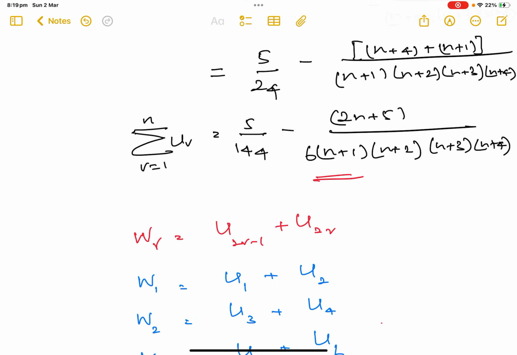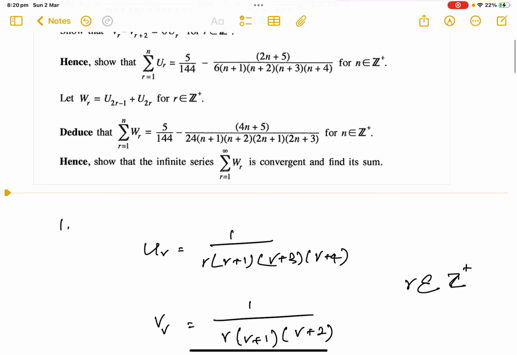Yes. Sigma r from 1 to n, u_r equals 5 over 144 minus 2n plus 5 over 6 times n plus 1, n plus 2, n plus 3, n plus 4. Right, now the next part: w_r equals u_(2r minus 1) plus u_(2r) is given. And deduce that the sum of r from 1 to n, w_r equals 5 over 144 minus 4n plus 5 divided by 24 times n plus 1, n plus 2, 2n plus 1, 2n plus 3. Okay, let's do that.